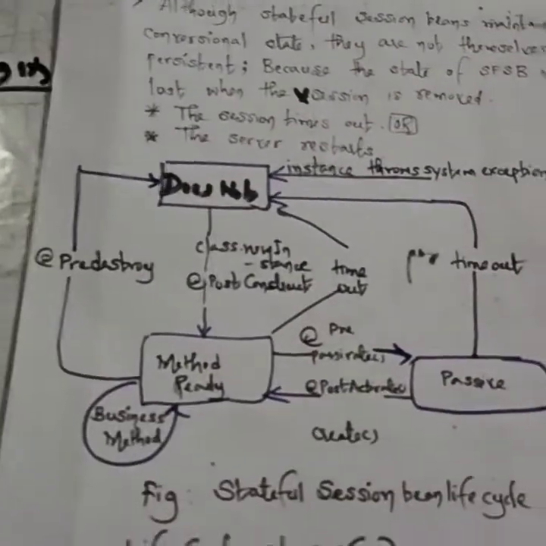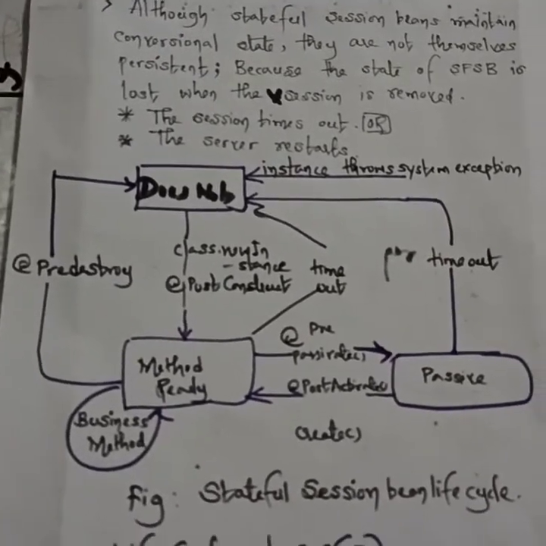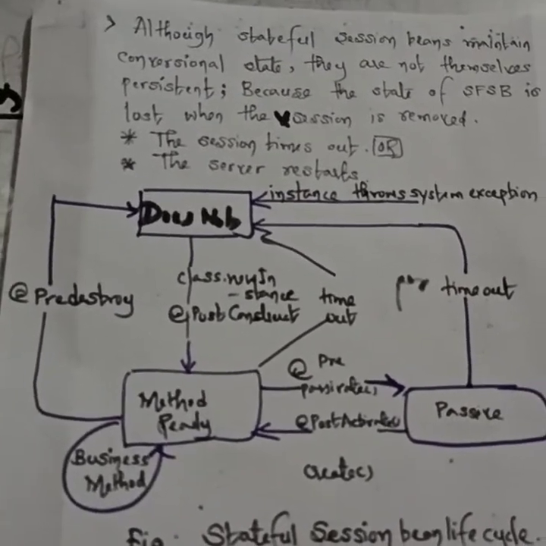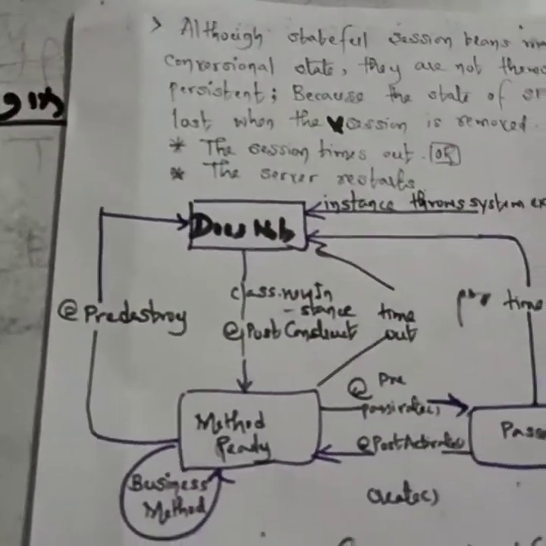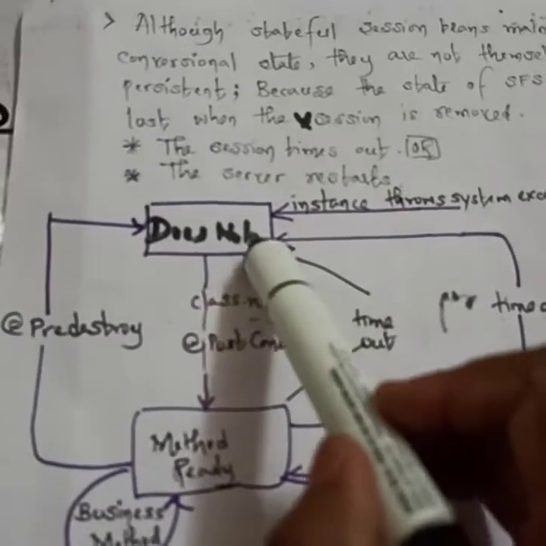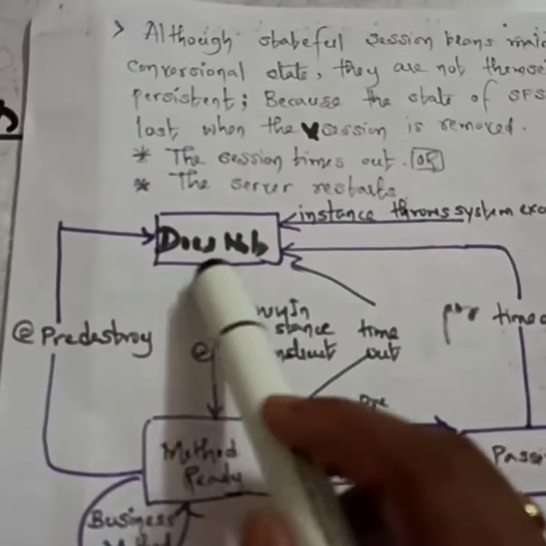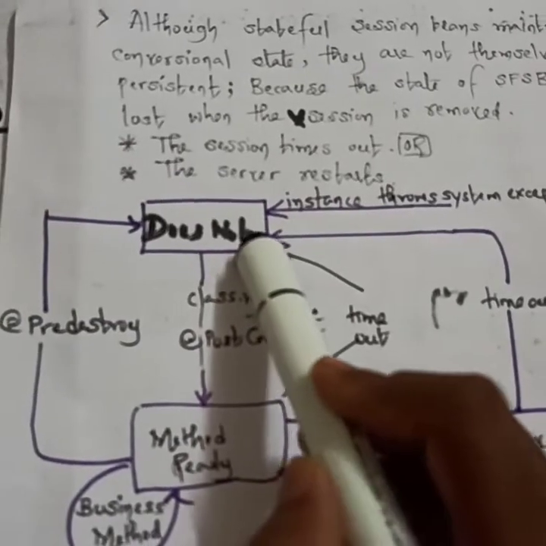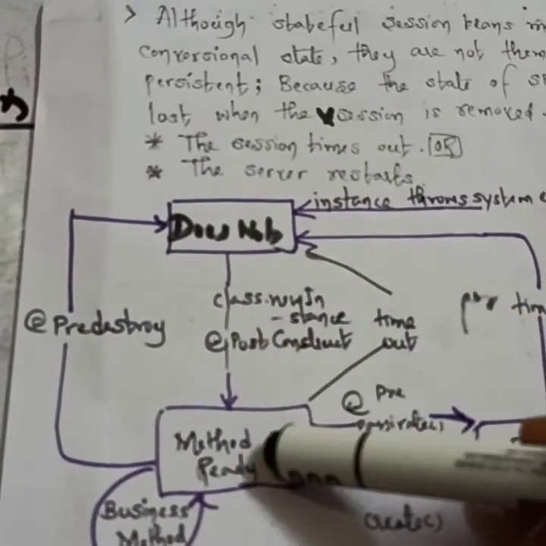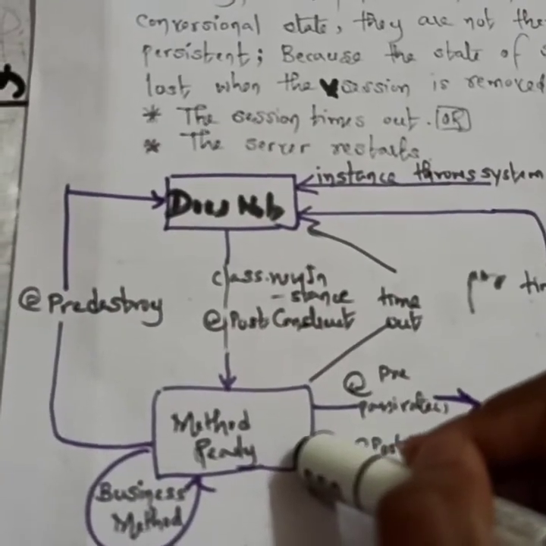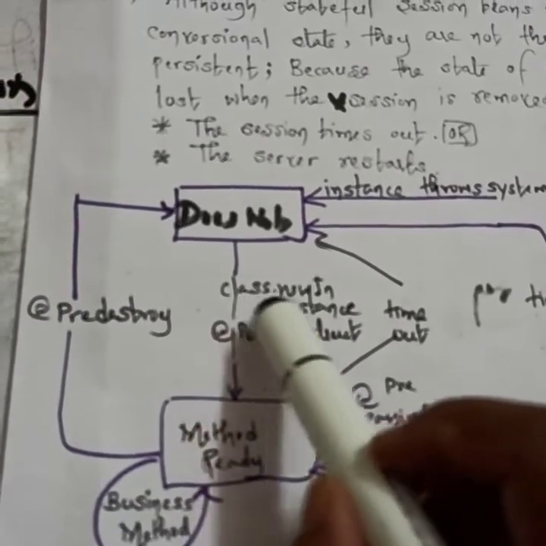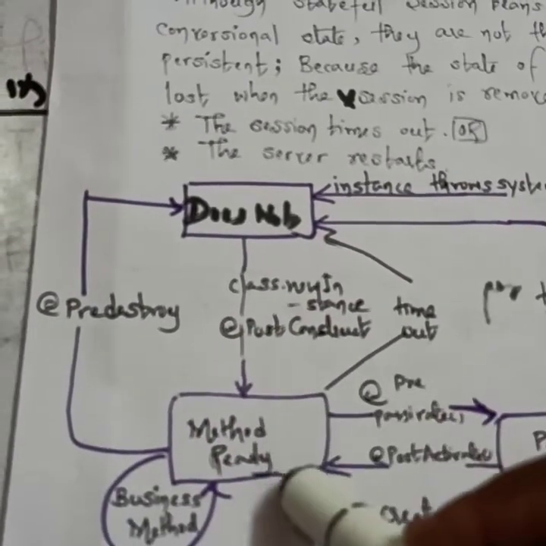This is a picture that represents the life cycle of a stateful session bean in the EJB container. Here you can see this is the does not exist state. That is the initial state when there is no invocation from the client. The stateful session bean will be in the does not exist state. When there is an invocation, then instances are created in the method ready pool using the class newInstance method and PostConstruct.